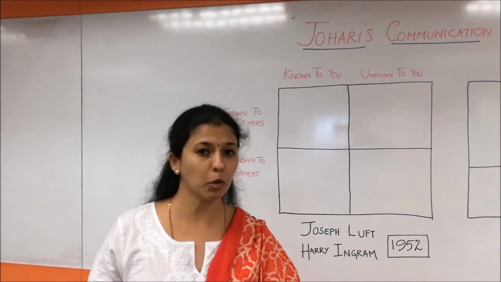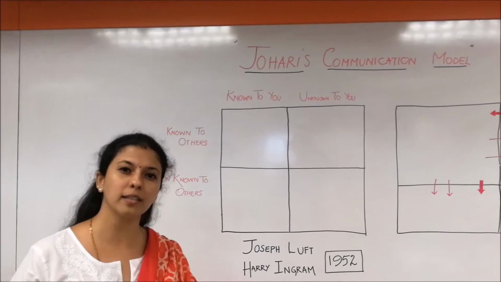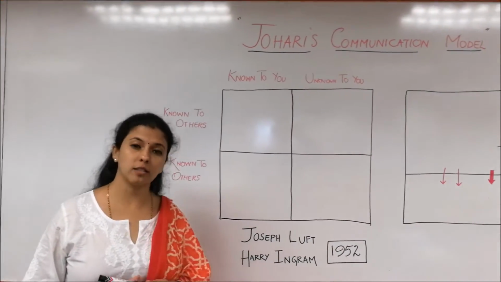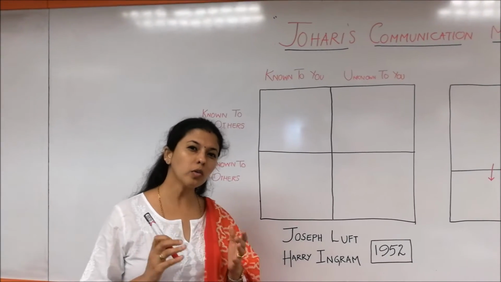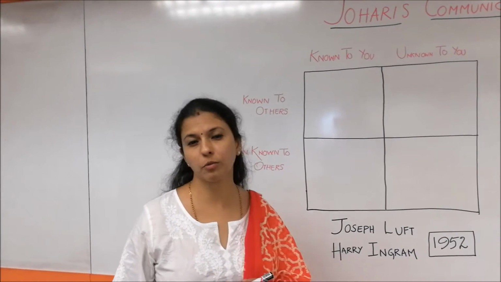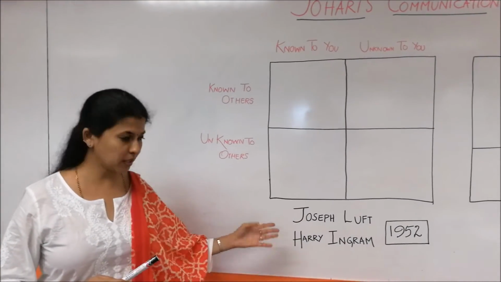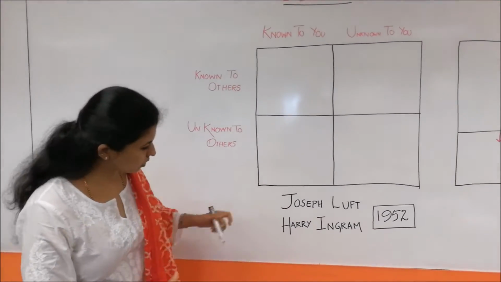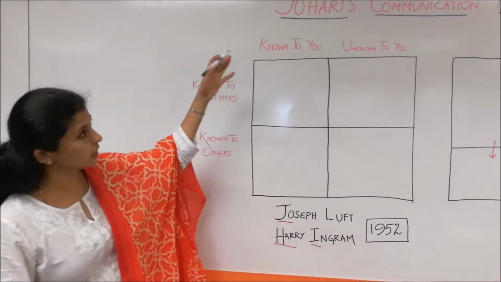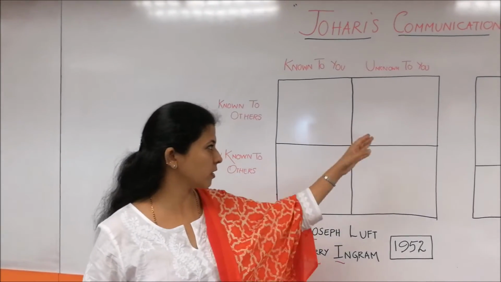First, we will learn about what is called the Johari communication model and how we are going to apply this in this week's activity. The Johari communication model, or also called the Johari window, is more about self-realization as well as helpful for building relationships with others. It was given by Joseph Luft and Harry Ingham in 1952. So if you see the names Joseph and Harry, that is why it is called the Johari window or the Johari communication model. Now this has 4 quadrants.